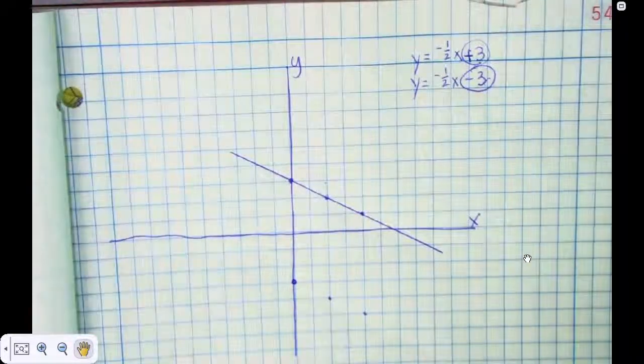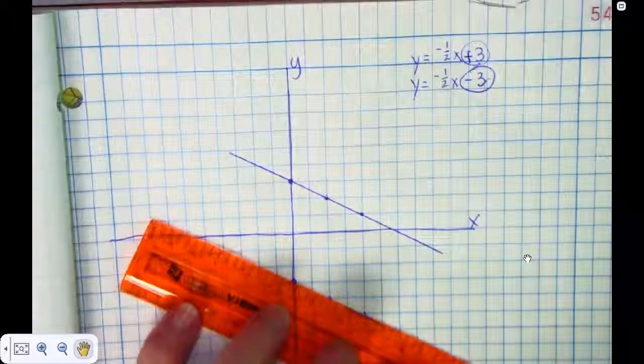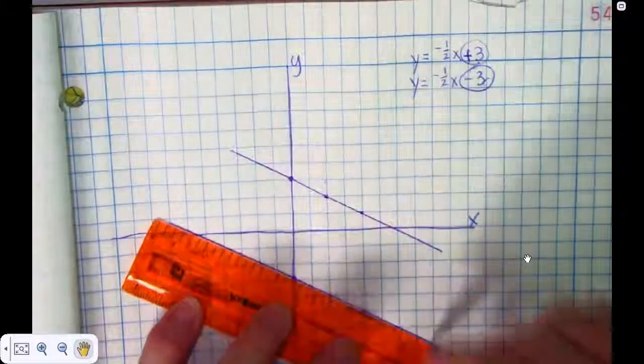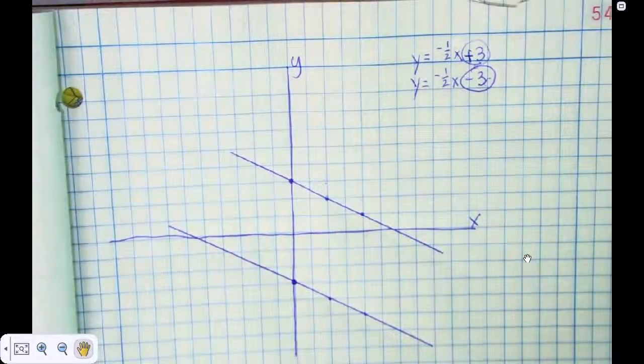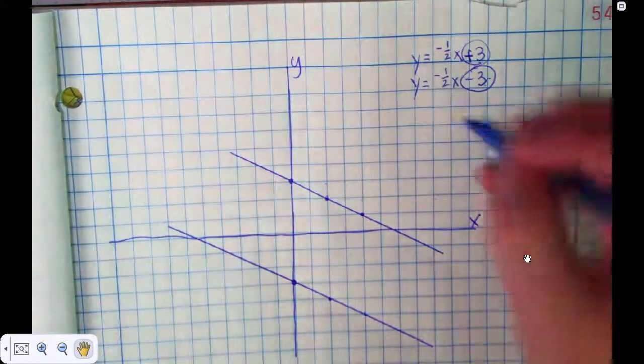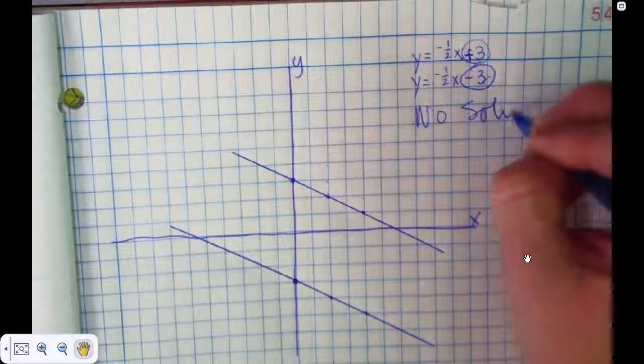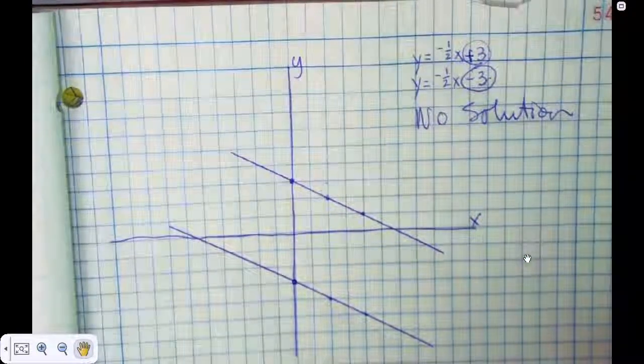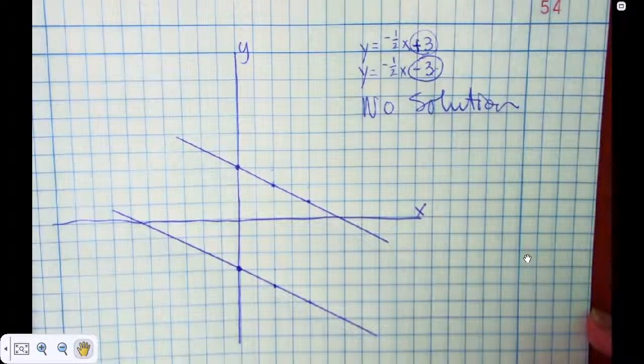And look at that. It has the same exact slope. When two equations have the exact same slope but different y-intercepts, they're going to be parallel. So no solution. Write that on your board.